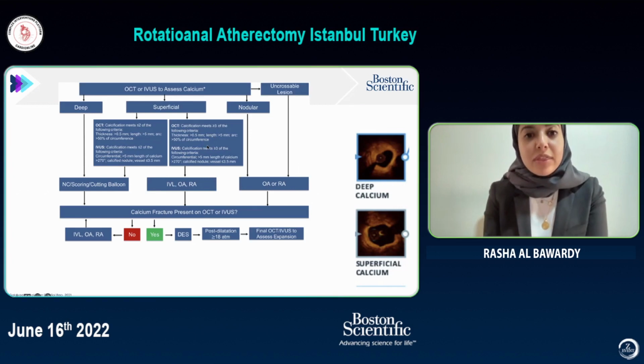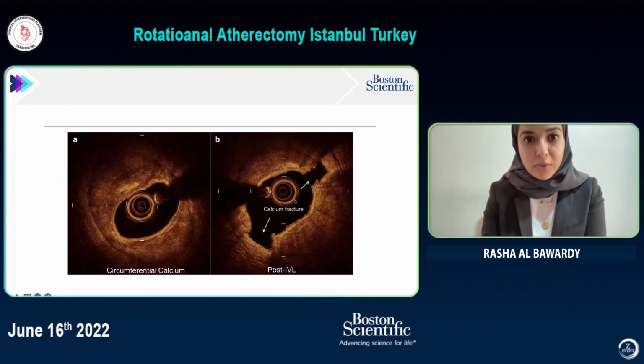But if you have more than 2 parameters of the ones that we talked about, then IVL, intravascular lithotripsy, or atherectomy would be a useful tool. The other thing moving forward, if you want to make sure you have the best results, is that after you do your calcium modification technique, it is advisable to use an NC balloon, make sure that it's well expanded, or use OCT or IVUS and make sure that your calcium has fractured. If not, then you go through the whole scenario again.